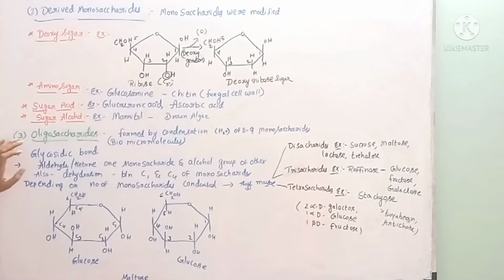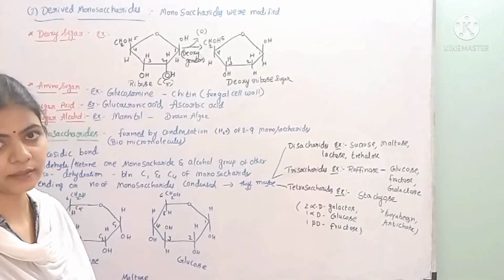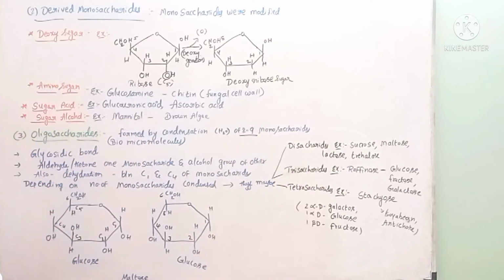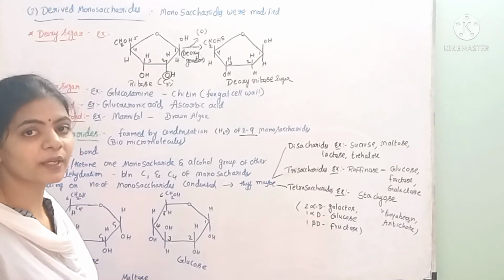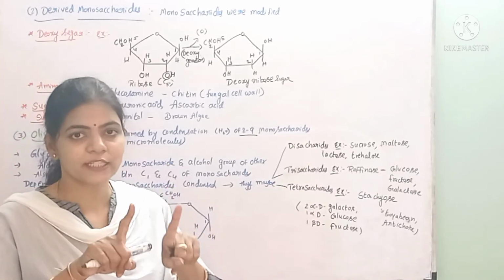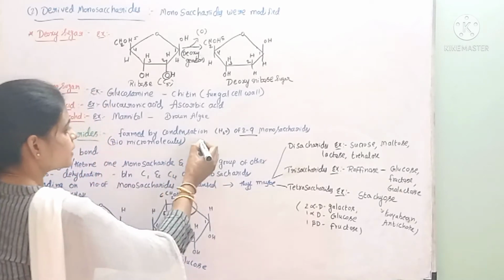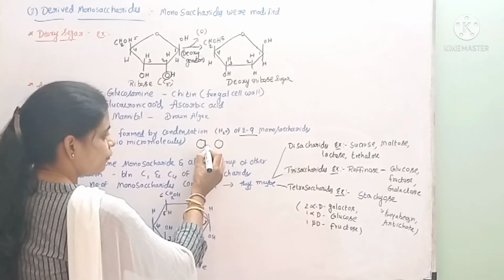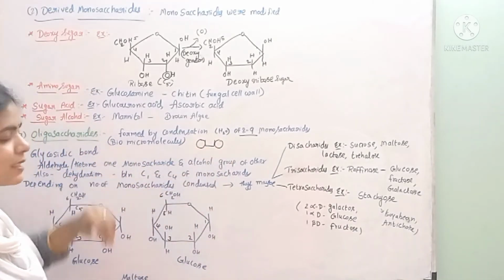The last one in the small carbohydrates is the oligosaccharides. Here, oligosaccharides are formed by the condensation of 2 to 9 monosaccharides. So what is condensation? It is a chemical reaction where 2 monosaccharides are joined by the removal of a water molecule. How is it formed? For example, this is one sugar and this is another sugar. Between these two, there is a removal of water, a condensation process takes place, and these two get joined. That is called the condensation process.